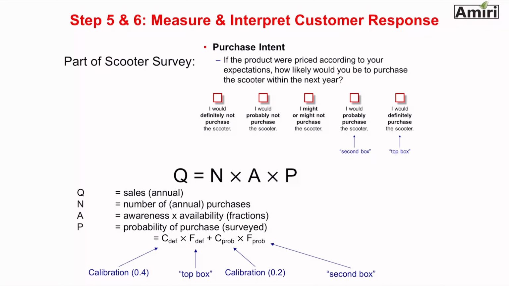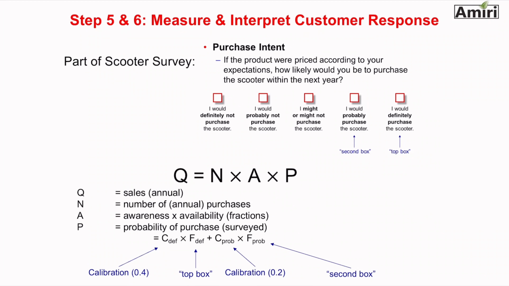So in here, we will look at only one question on their questionnaire sheet. That was, if the product were priced according to your expectation, how likely would you be to purchase the scooter within the next year? And it ranged from, I would definitely not purchase, to I would definitely purchase the scooter.